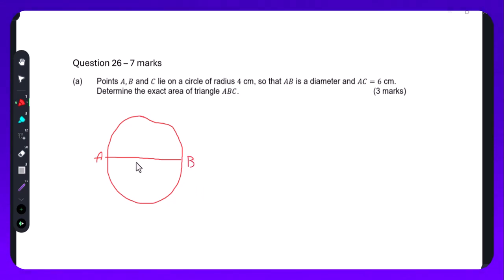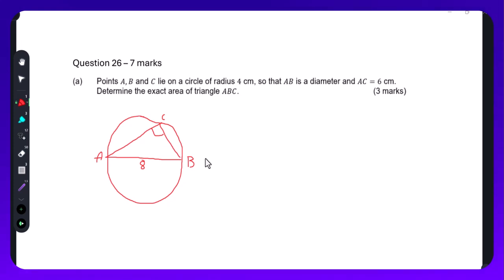And because the radius is 4 centimeters, the diameter is going to have to be 8 centimeters. And AC is going to be 6 centimeters, so maybe C over here. Determine the exact area. It's a right angle triangle because that angle has been subtended by the points on the diameter. So therefore AB equals 8, AC equals 6.